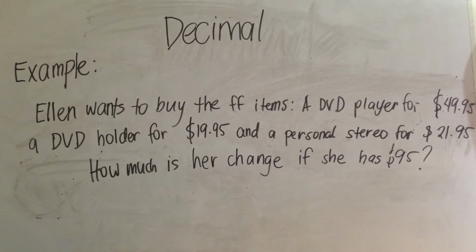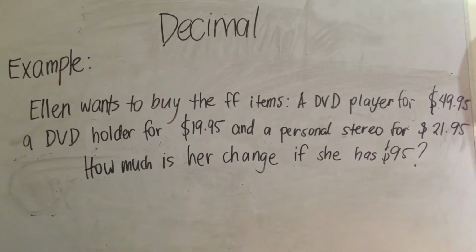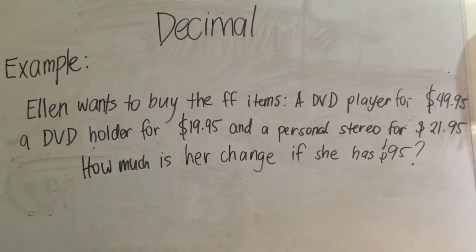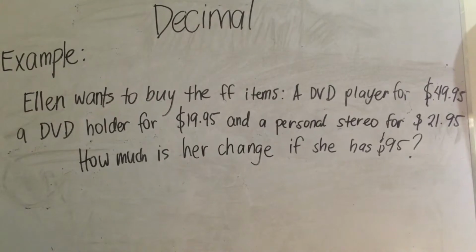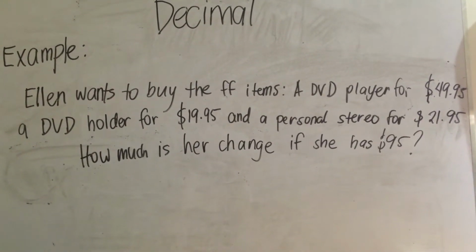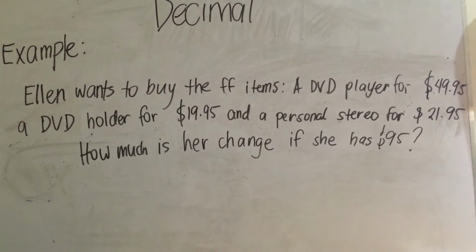So here's an example of problem solving involving decimals. Ellen wants to buy the following items: a DVD player for $49.95, a DVD holder for $19.95, and a personal stereo for $21.95. How much is her change if she has $95?